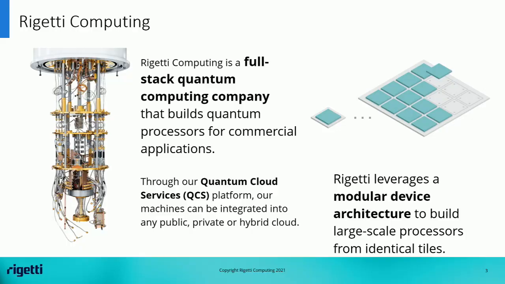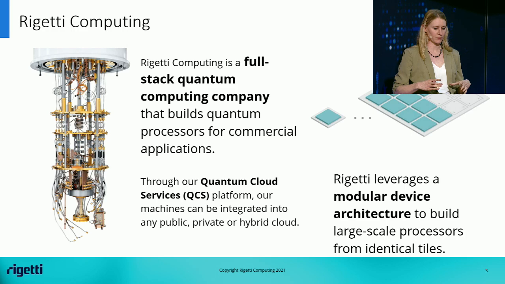In terms of the scaling challenges, one really important point for Rigetti's strategy is to use a modular device architecture, which is outlined here on this slide. At the heart of that, we have a large quantum chip, which is a carrier device, and then we can use flip-chip bonding to bond devices with individual quantum circuits onto that large carrier device.